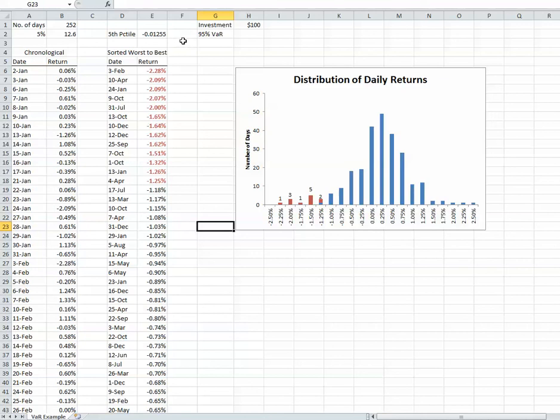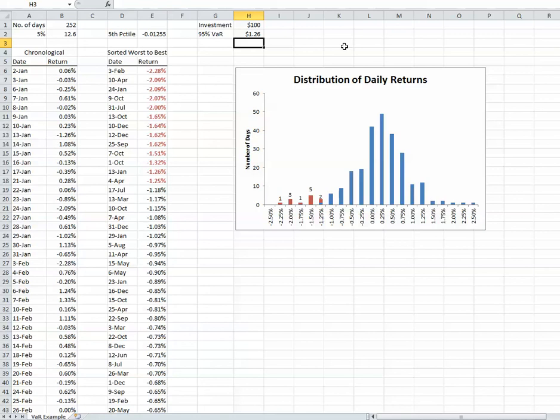Last thing we need to do is convert this return into a dollar amount, because value at risk is going to be reported as a positive dollar amount. So I need to know how much I've invested. And here I'm assuming a $100 investment. I need to multiply that $100 investment by that return. And I want to report it as a positive dollar amount, so I'll flip the sign, and there it is. My 95% value at risk on a $100 investment is $1.26.